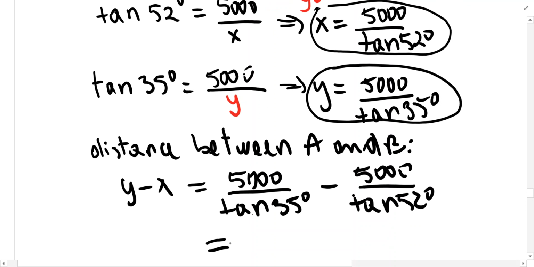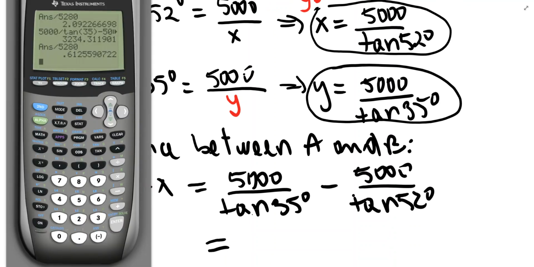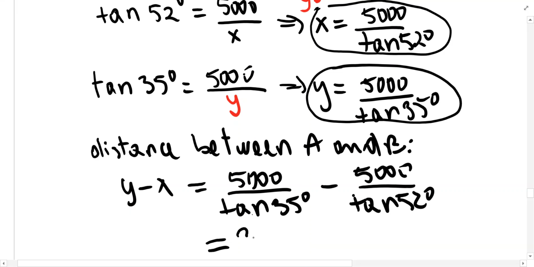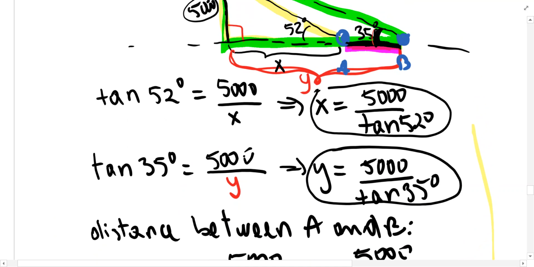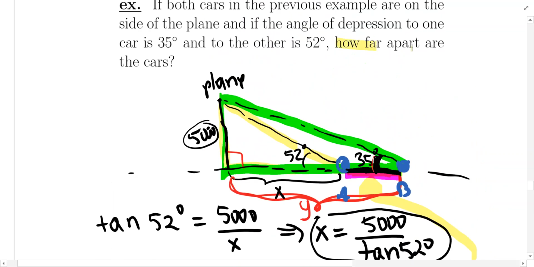And if you put it in your calculator, this equals 3234 feet or 0.61 miles. Okay, so this distance right here now is what we were asked. How far apart the cars are.